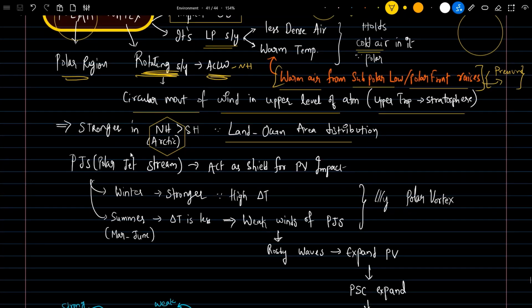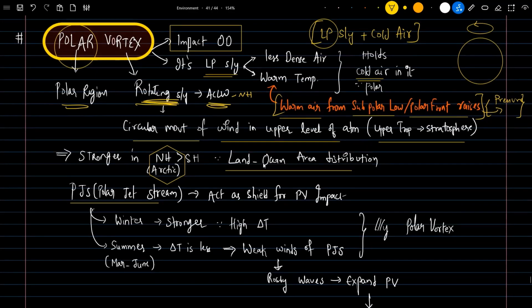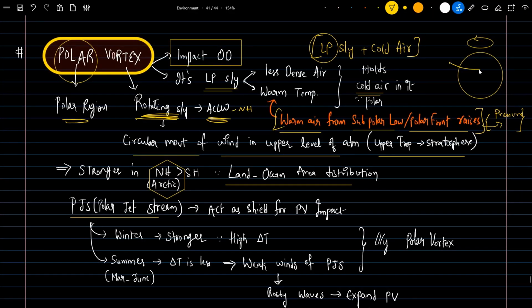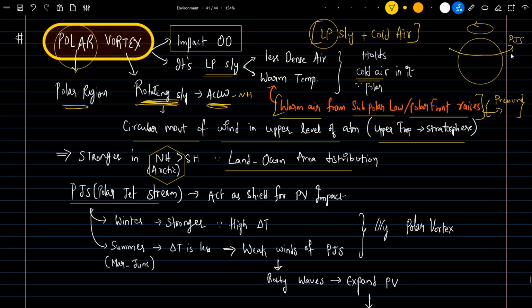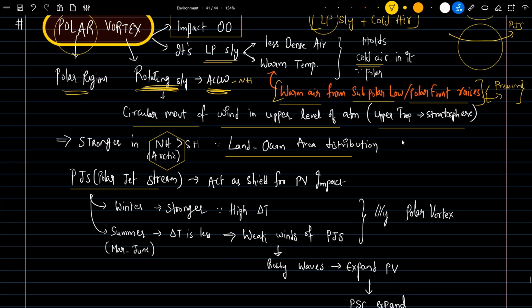The next important thing is that we need to know what the polar jet stream is. What is the relationship between this polar vortex and the polar jet stream? Here there will be a polar jet stream that will be revolving, right? This polar jet stream will be stronger in winter. Why is it stronger in winter? Because of the high temperature difference, delta T. In summer, as the temperature difference delta T is less, the winds will be weak, so the polar jet stream is weak.